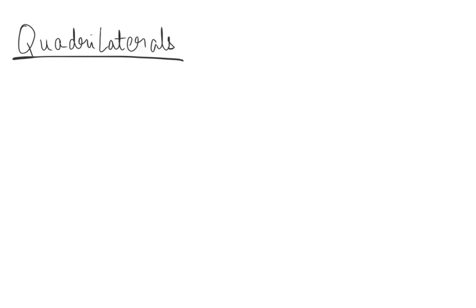In this chapter we're going to cover the basics of quadrilaterals, and a few questions and some different questions from another textbook. So first of all, we'll discuss what a quadrilateral is. It is basically a four-sided polygon.